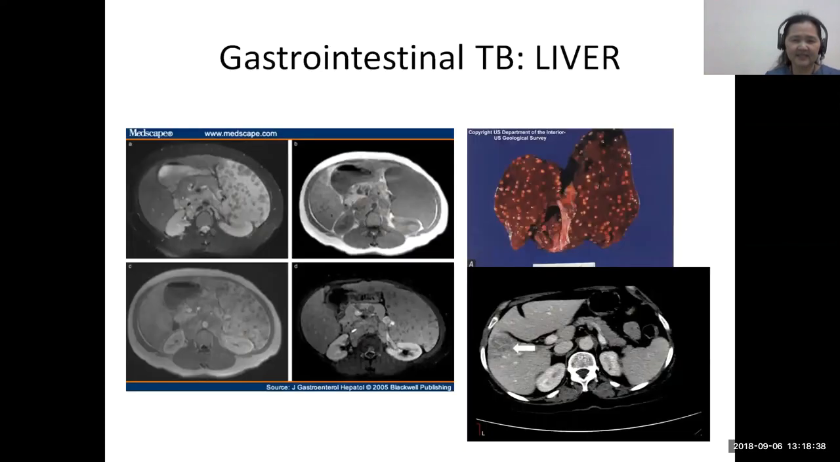Next. Ayan, yung sari-saring itsura ng TB, GITB of the liver. This is a problem to treat kasi hepatotoxicity yung problem with the drugs. Okay, next.